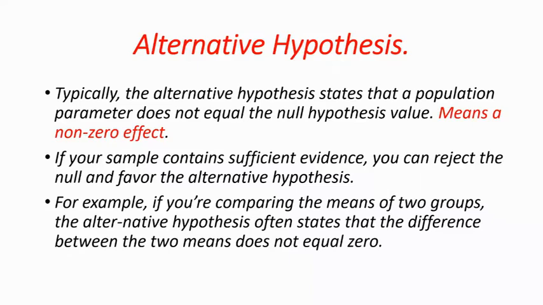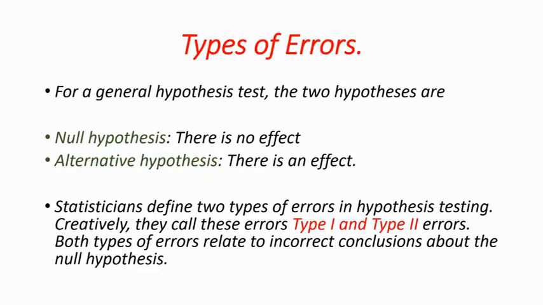So if your sample contains sufficient evidence, you can reject the null and favor the alternative hypothesis. For example, if you are comparing the means of two groups, the alternative hypothesis often states that the difference between the two means does not equal 0. Clear?